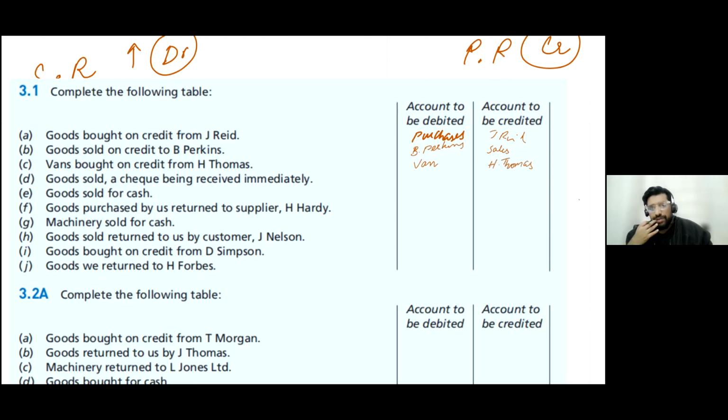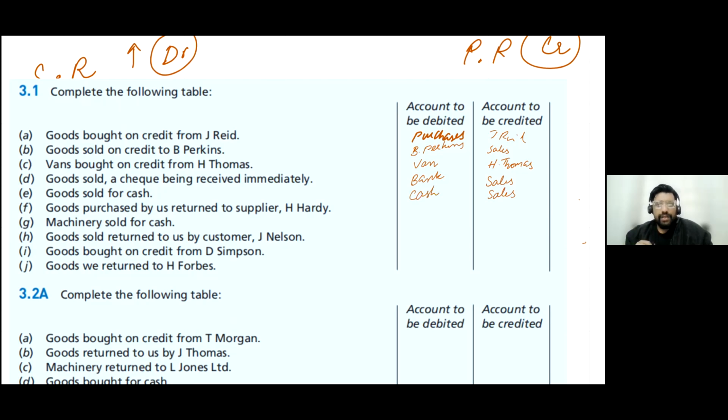Goods sold, a check being received immediately. So we credit the sales account because stock is decreasing. And since we received the check, we are going to debit bank account. Goods sold for cash. Sales happening, goods are decreasing, sales account credit, and cash account debit. Because we're receiving the cash, cash is an asset and is increasing.